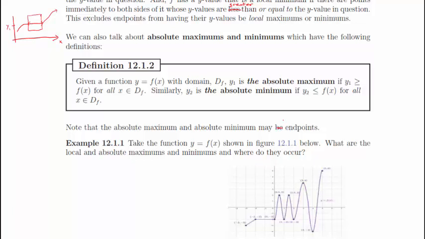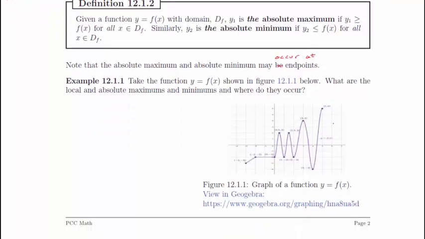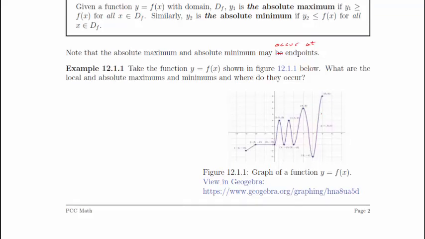I should really say they aren't at points. They can occur at endpoints. I think that'll be clear why that is as we look at this following example. So example 12.1.1, I wanted to say one other thing. Remember that the absolute maximum is a y value. It's not a point. It's the largest output that the function can have. If I think about what's the range of the function, then whatever the largest y value is in the range, that is the absolute maximum of the function. It's not the point, it's just the highest output of the function.